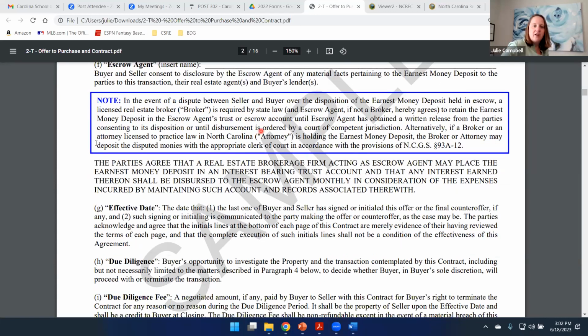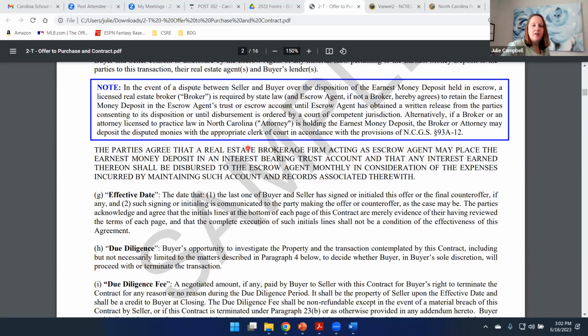Then for the escrow agent, I got something in all caps. Parties agree that a brokerage firm acting as an escrow agent may place the earnest money deposit in an interest-bearing trust account, and that any interest earned shall be dispersed to the escrow agent monthly in consideration with the expenses incurred by maintaining such account records associated therewith.